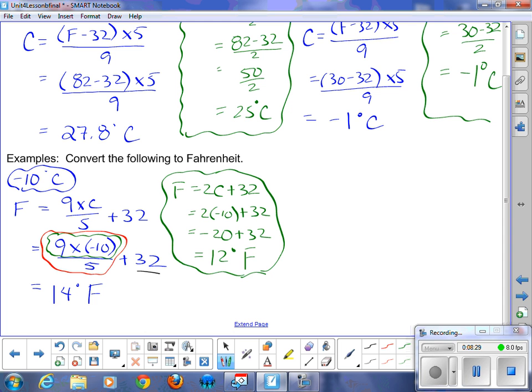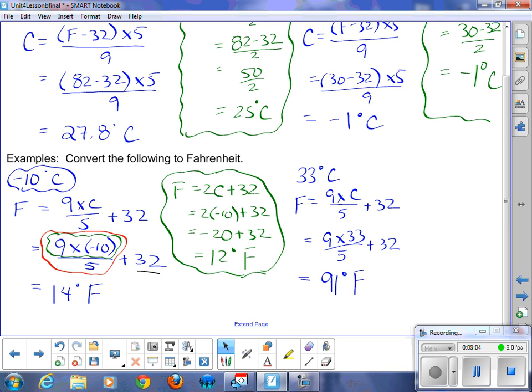Last example, what happens if it's really hot out? What happens if it's one of those days where it's 33 degrees Celsius? Just to give you an idea for the Fahrenheit scale, using our formula, let's see what it would translate to. So 9 times 33 over 5 plus 32. Do the 9 times 33 first, then you divide by 5, and you add your 32. And you end up with 91 degrees Fahrenheit. The closer you get to 100 degrees on the Fahrenheit scale, the closer you are to getting really, really warm up here in Canada.